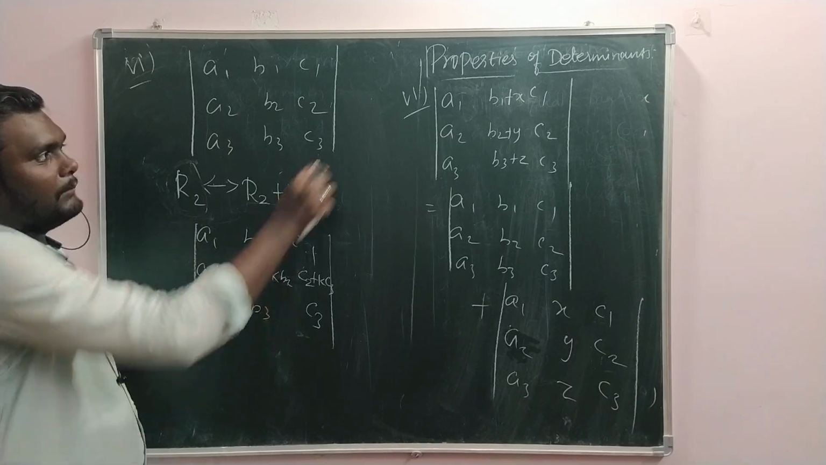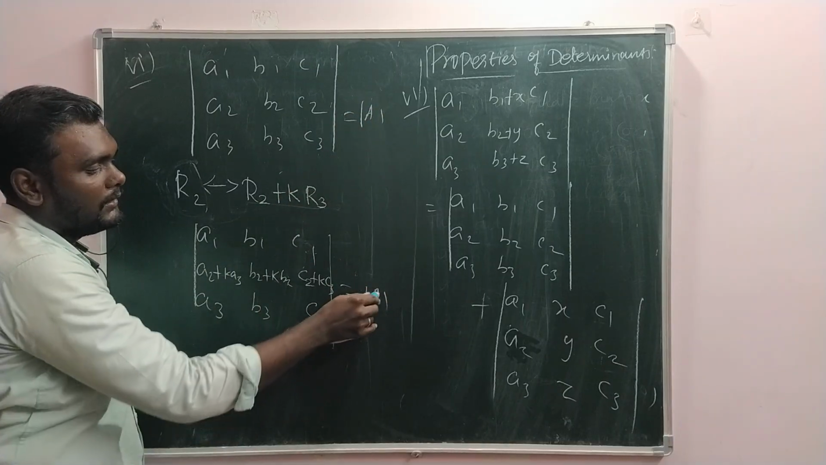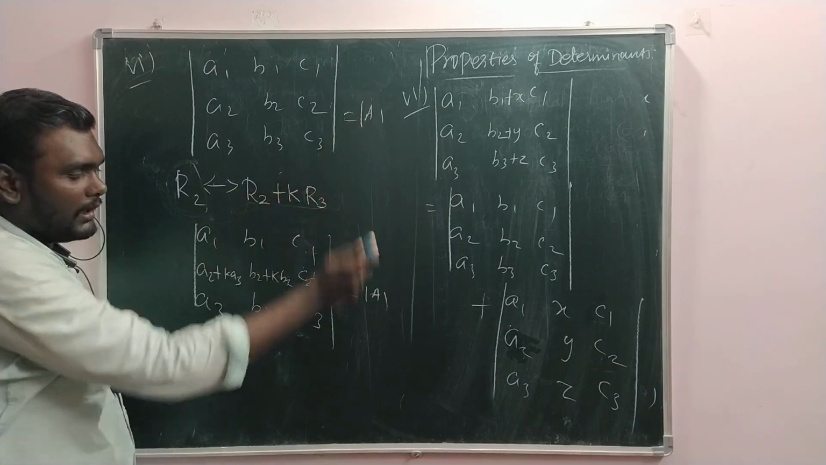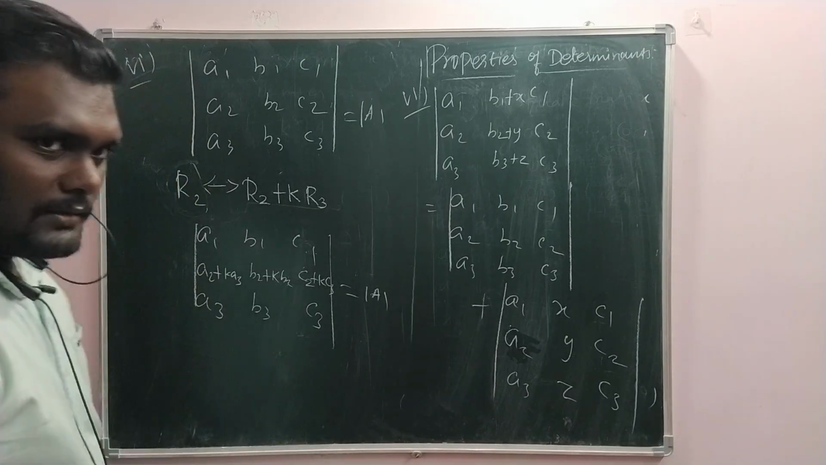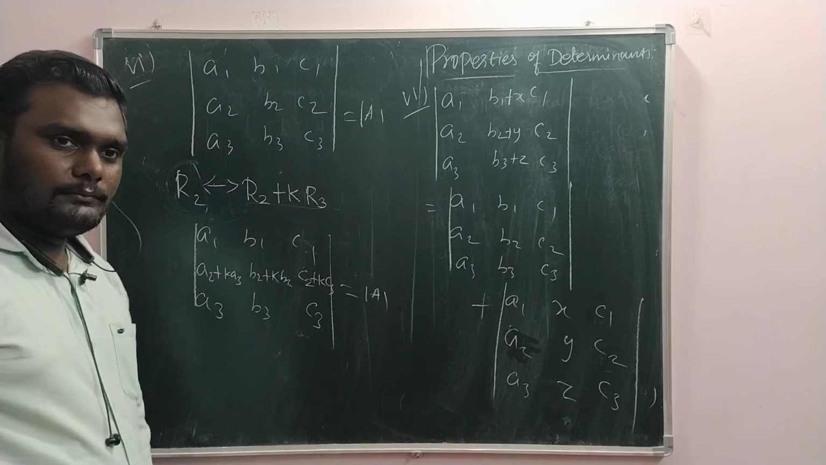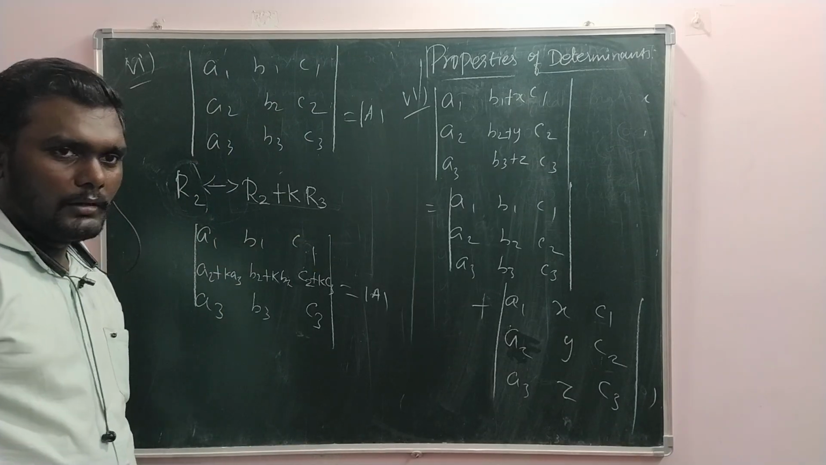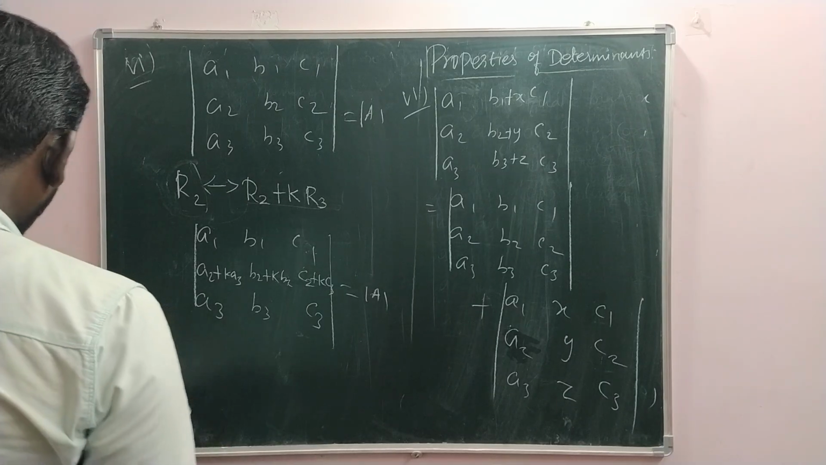So if we multiply and add or subtract like this, the determinant value remains the same. For this, it is the determinant of A, and this is also the determinant of A. That means if the determinant value is 5 for this, here also the determinant value is 5. It remains unchanged, whether we take any row or any column. And that is the seventh property.